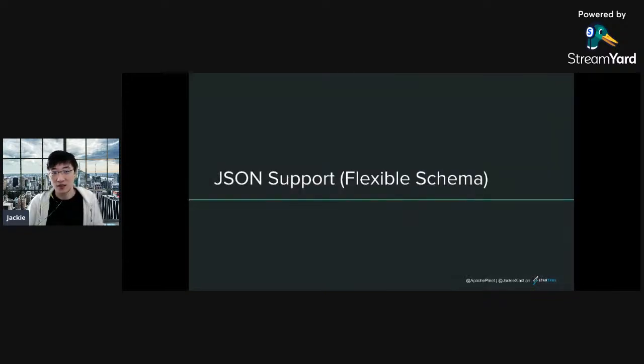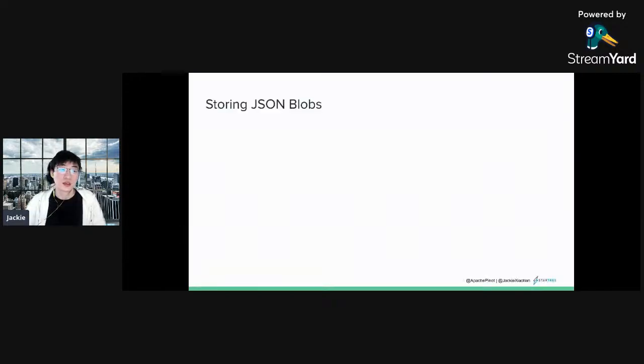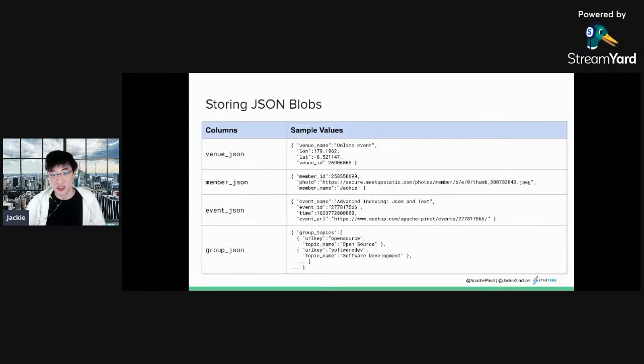Then let's take a look at the second option, the JSON support. Basically, here we can use a flexible schema. For JSON support, we can directly dump the JSON blobs into Pinot. As we can see here in columns, I can store the flattened fields. We have 4 nested fields, so we can store them as venue JSON, member JSON, event JSON, and group JSON. And then in the values, we can simply dump the JSON into a string and store it as is.